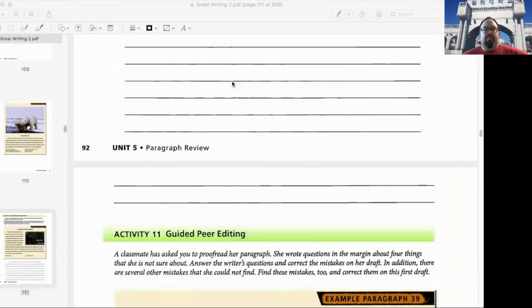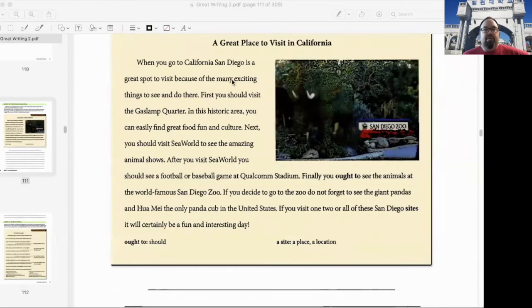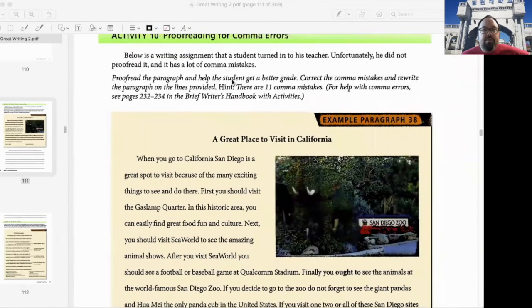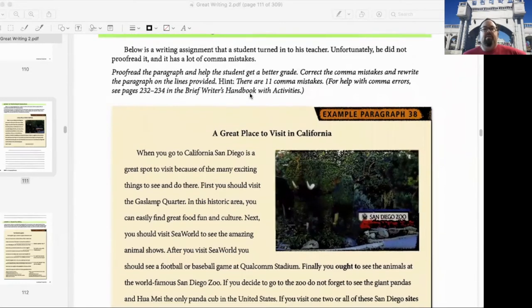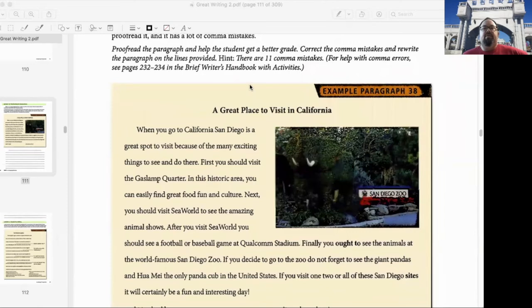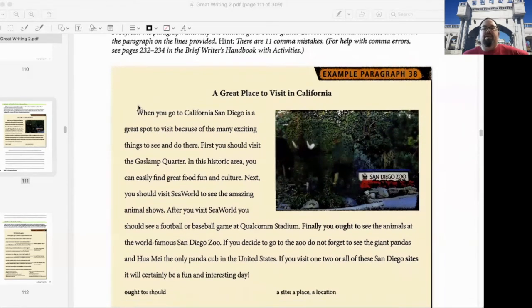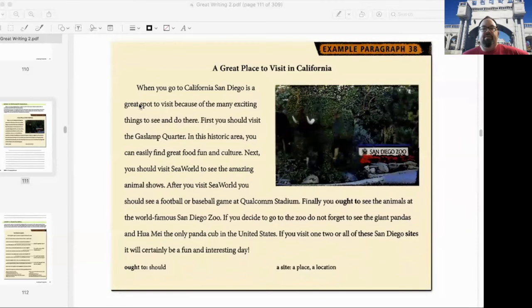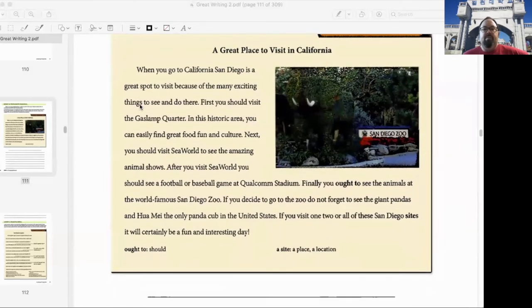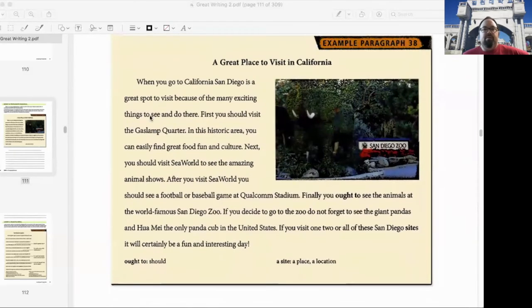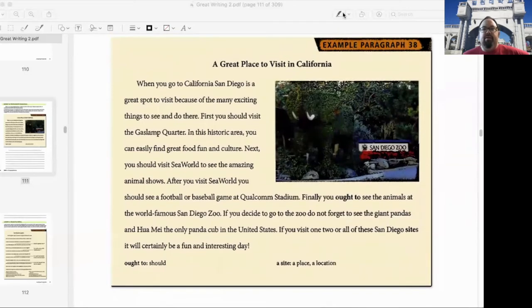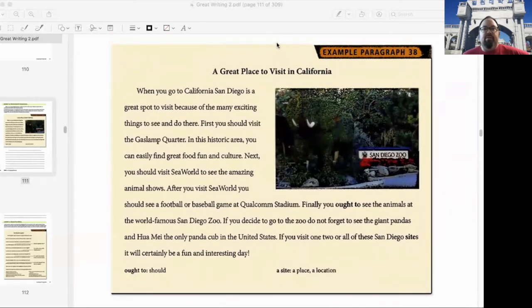I'm gonna let you do that one on your own. Let's see how many. There are 11 mistakes. If you need a review about commas and how to use them, the back of this book, pages 232 and 234, will use that as a reference if you're not sure about something. Okay. Well, we can do a couple just to get you started, and then I'll let you take over.